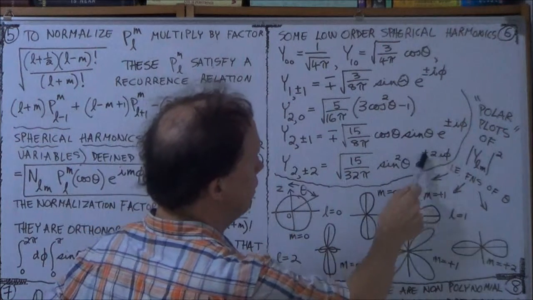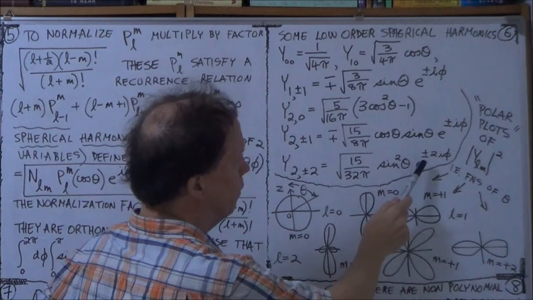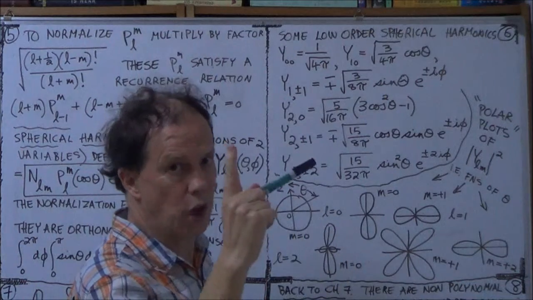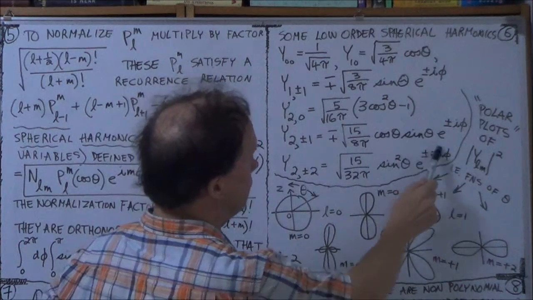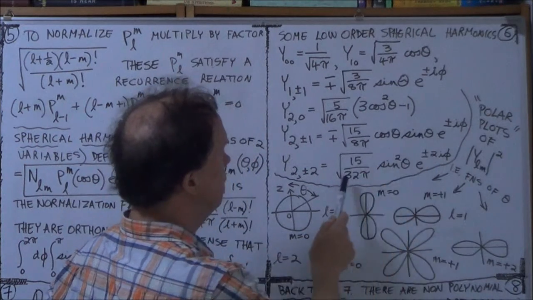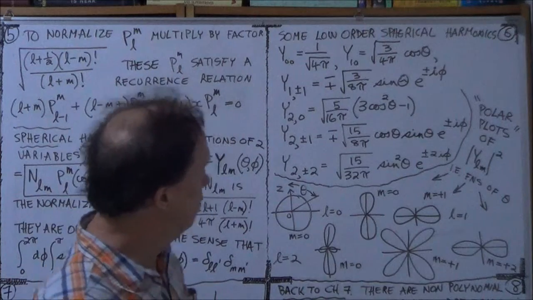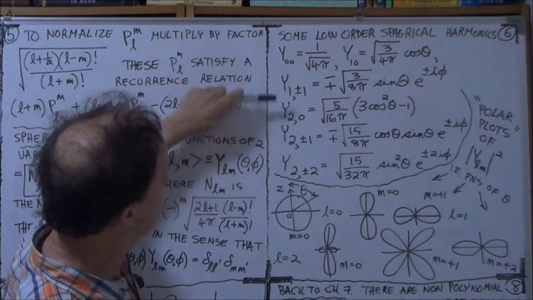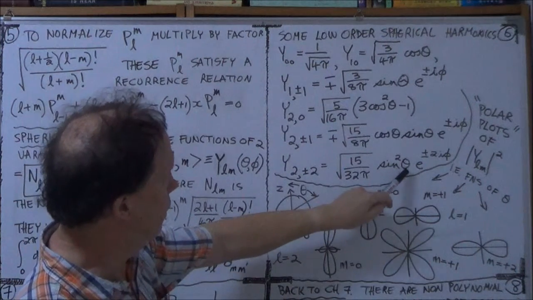In other words, these exponentials drop out, right? Because if you take the modulus of e to the i something, the modulus is just 1. Okay. So if you square these things, you can forget about these exponentials here. So you just get these terms with the thetas involved. So let's actually draw some graphs of these spherical harmonics, and they'll depend only on theta.